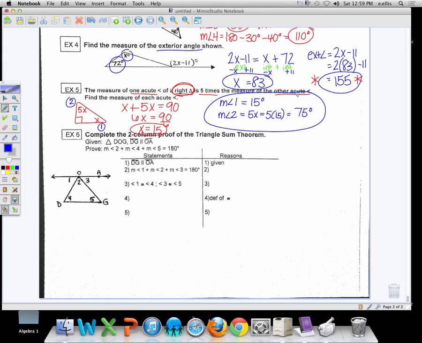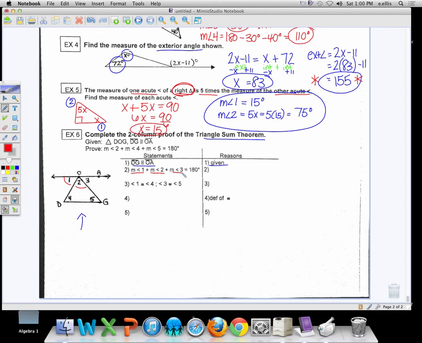And last but not least, proofs. They are not going away. Okay, we're still going to see them a little bit in this unit. Okay, they have a 2-column proof of the triangle sum theorem that they would like us to finish. Now we are given triangle DOG, and all they did there for that is they just drew it down here in our picture. Okay, triangle DOG. We also know that DG is parallel to OA. That is the first thing given in our proof. Okay, given always goes in there first.